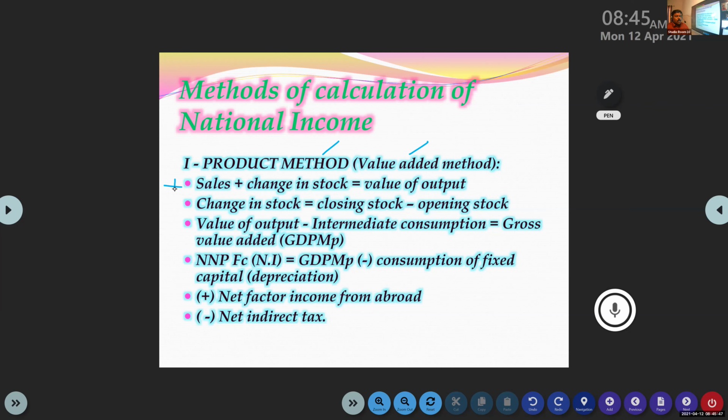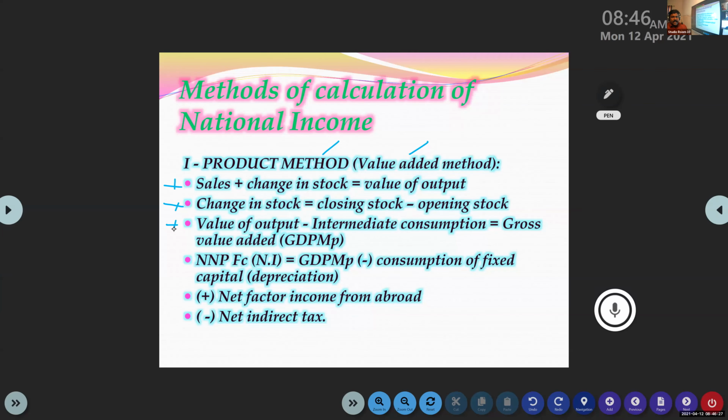Closing stock in a particular accounting year minus opening stock of the next accounting year, right? Or the same accounting year? So closing stock of the accounting year minus opening stock of that particular accounting year. Okay, so that's it. Third point, value of output minus intermediate consumption is equal to gross value added. Another concept for us.